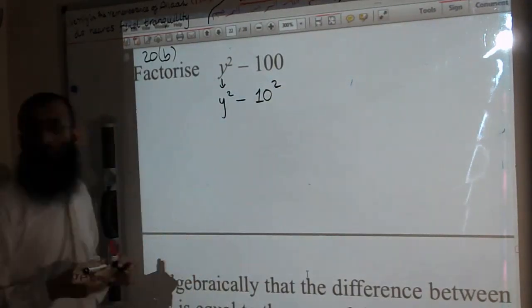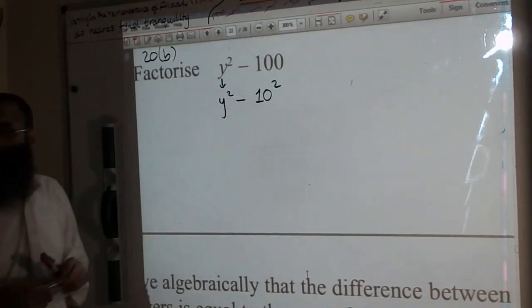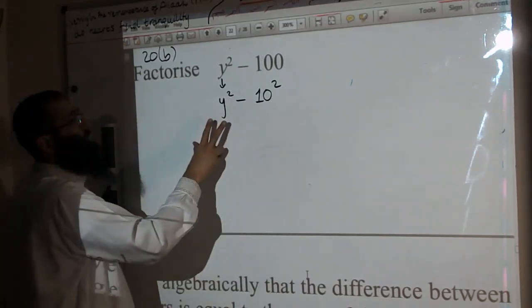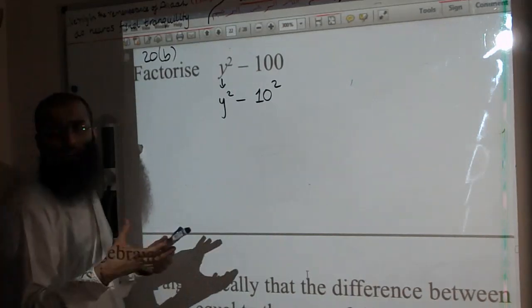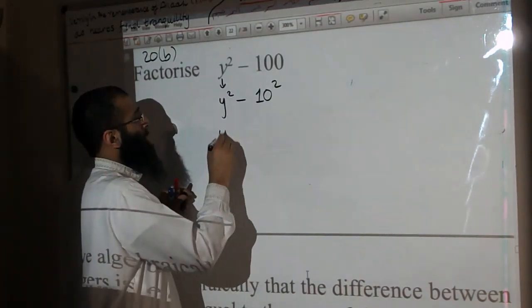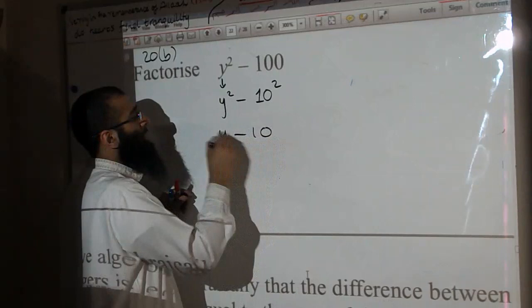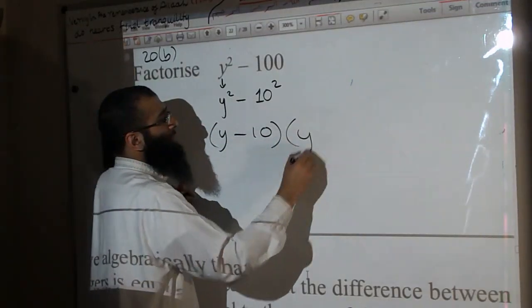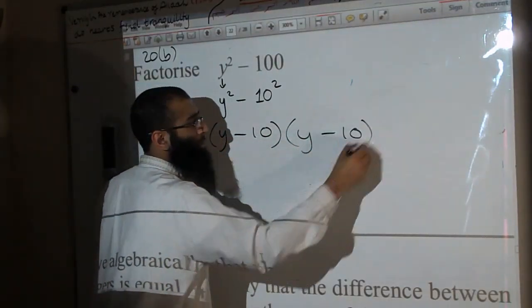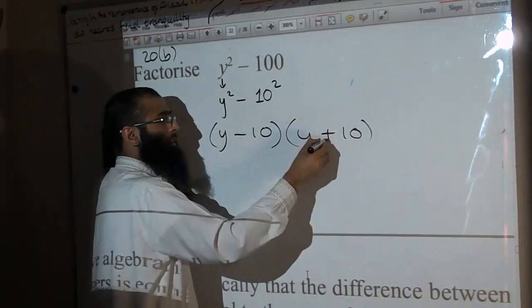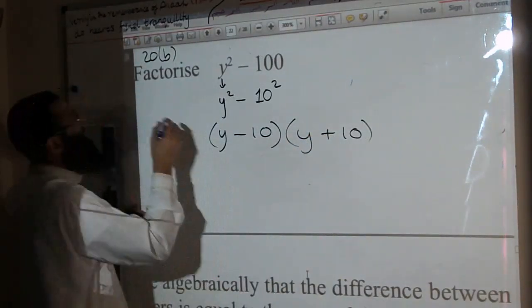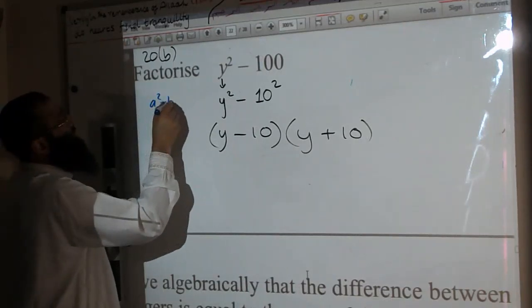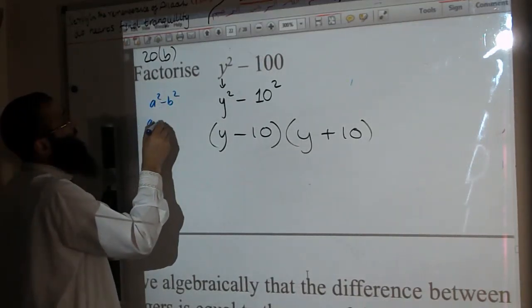Squared. Yeah? 100 is not 10. 100 is 10 squared. So here we have two square numbers, y squared and minus 10 squared. Now, when we put them into our answer, what do we get? We copy the y down, the minus 10, and then we copy the same thing again, but we make the second minus into a plus. Okay, if you look at the algebra for it, a squared minus b squared will factorize like this.